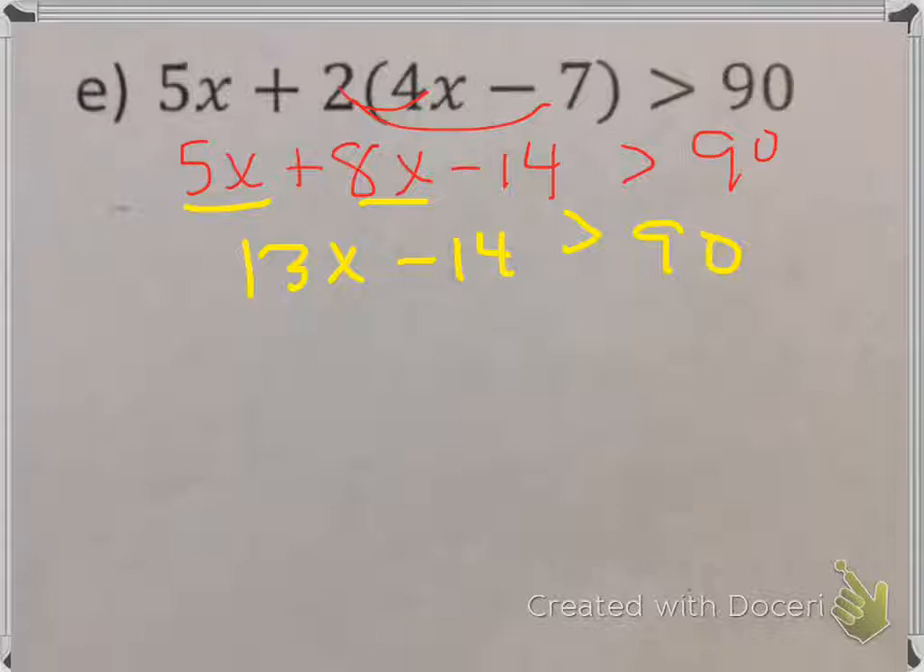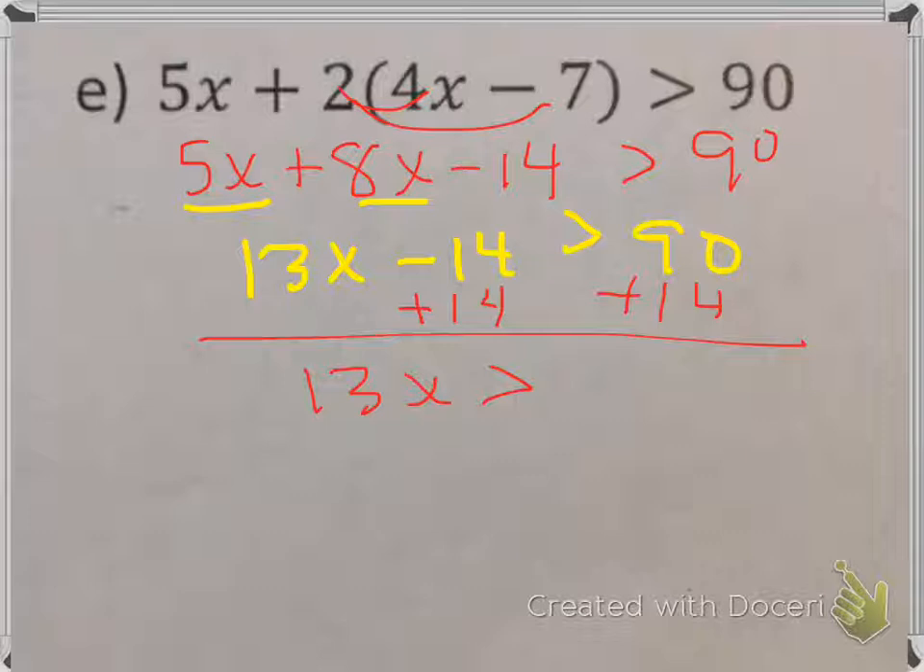And I'm just going to solve from there. I got to get that 13x by itself, so I'm going to add that 14 to the other side. When I do that, I get 13x is greater than 104. To get rid of the 13, I'm going to divide both sides by 13.